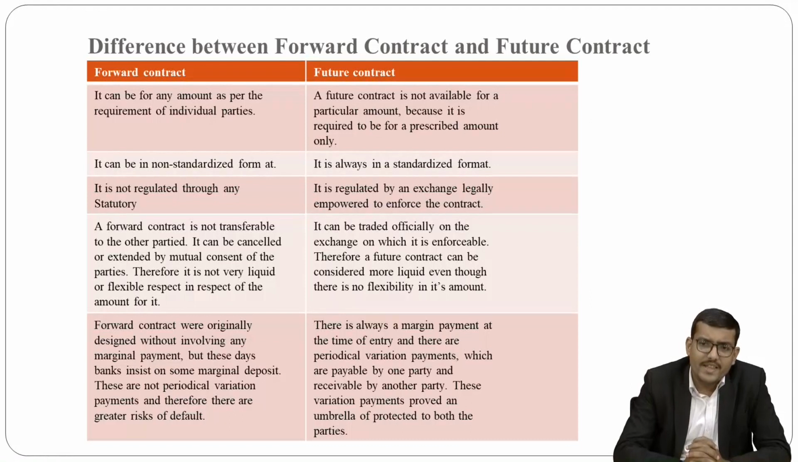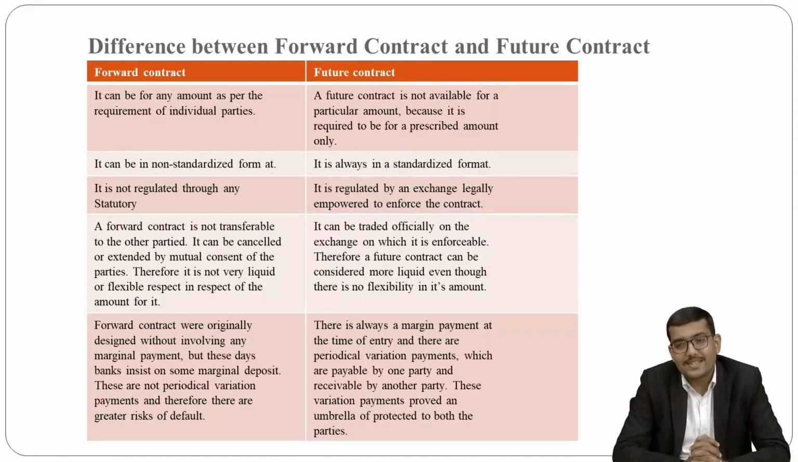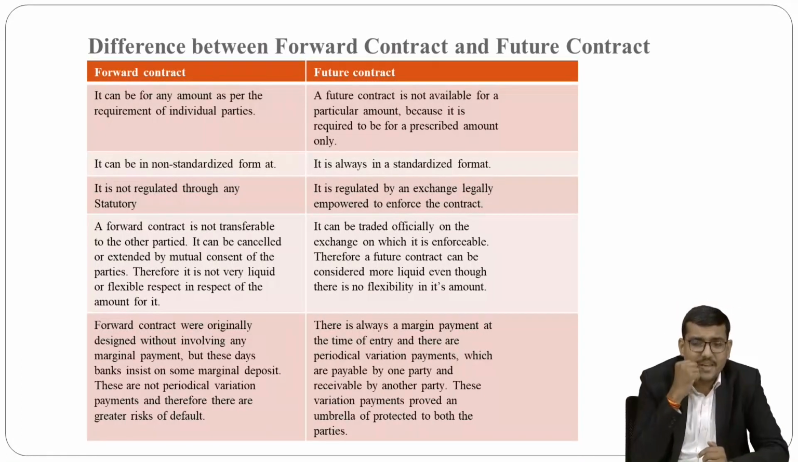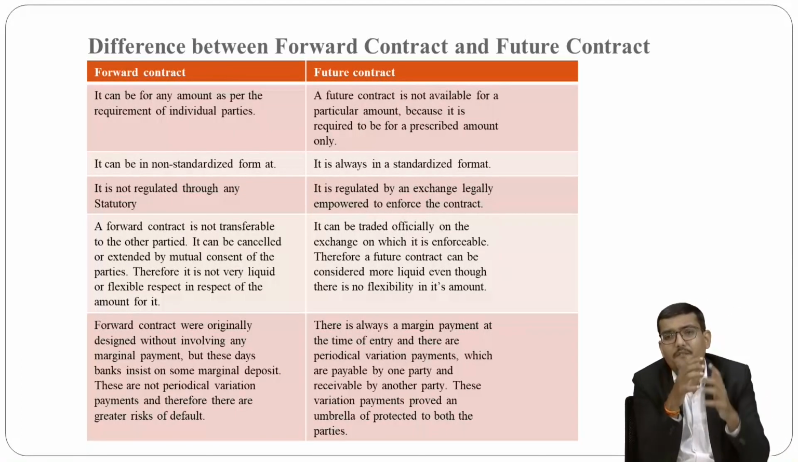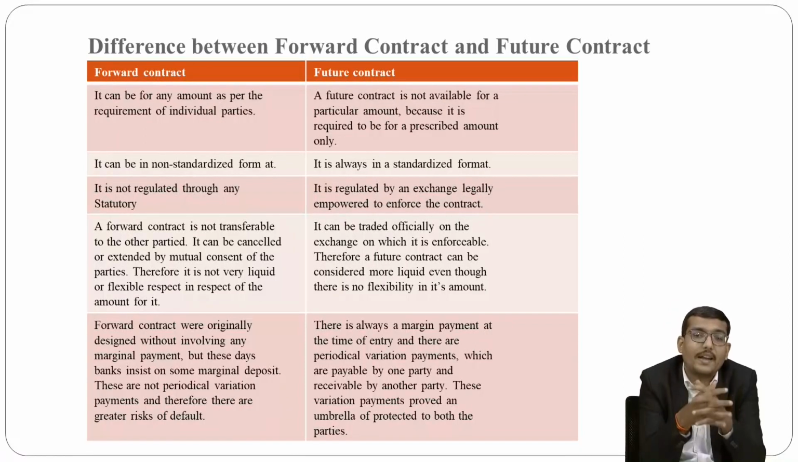Now my dear friends, as we learned in the last session, the meaning of derivatives, then the structure of derivative products, then the different types of derivatives. In that we discussed the 4 major types of derivatives, that is future contract, forward contract, options and swaps. Now let's begin our session with the difference between the forward contract and future contract.